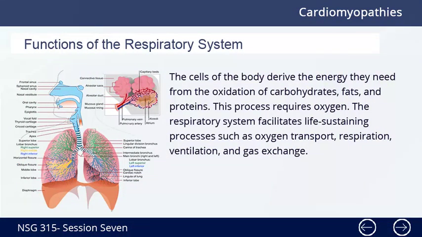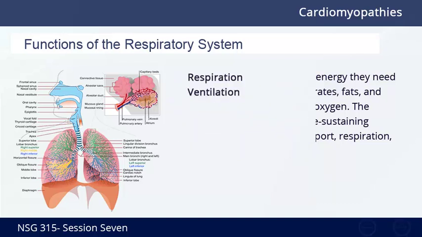Functions of the respiratory system. The cells of the body derive the energy they need from the oxidation of carbohydrates, fat, and protein. These processes require oxygen. The respiratory system facilitates life-sustaining processes such as oxygen transport, respiration, ventilation, and gas exchange.